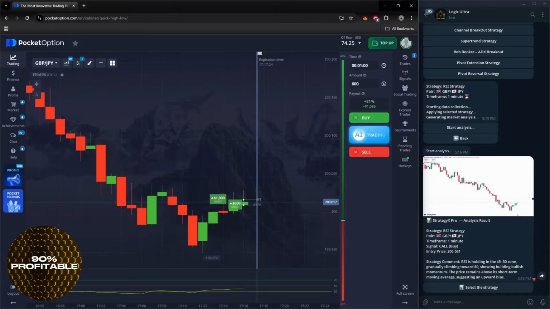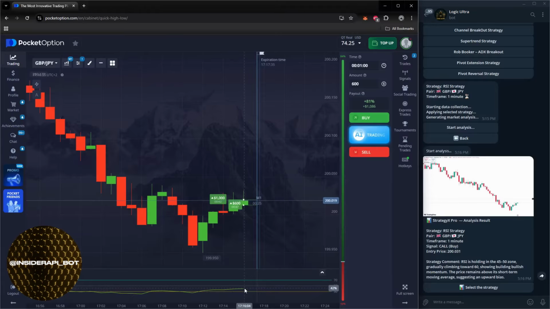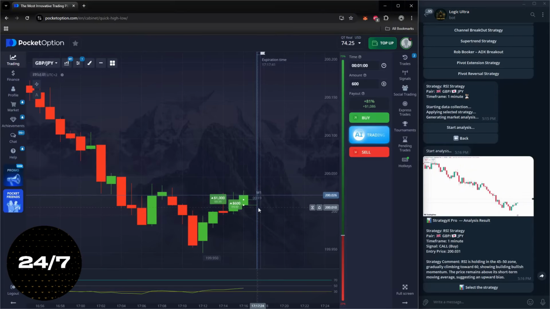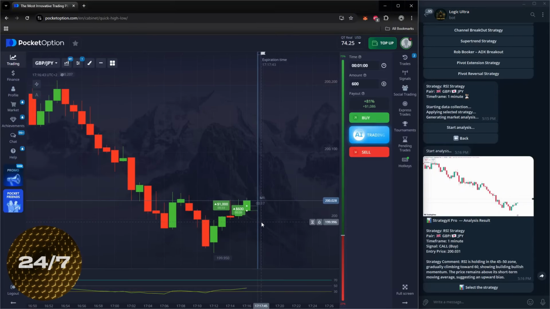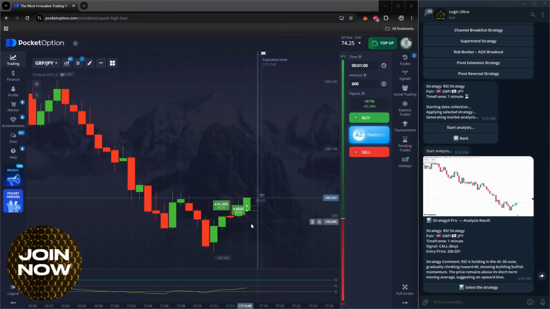RSI is holding in the 40-50 zone, gradually climbing towards 60, showing building bullish momentum. The price remains above its short-term moving average, suggesting an upwards bias, and we do see that the RSI is currently in the 40s, so this is a perfect analysis once again, and this is a good profit for us once again. This is what this tool will get you.